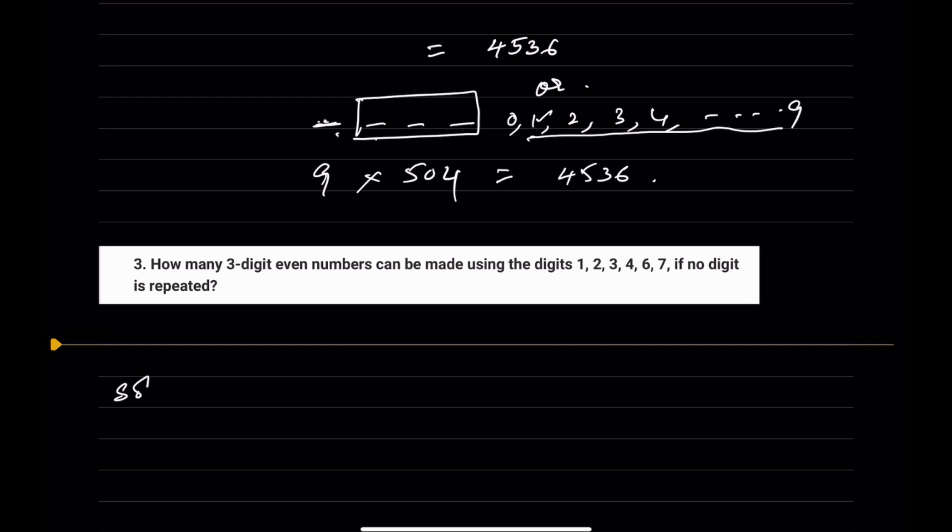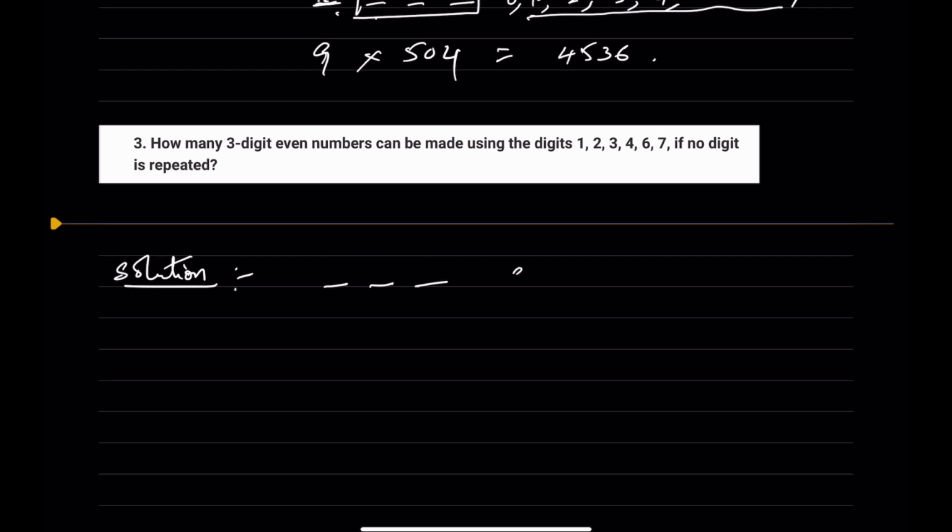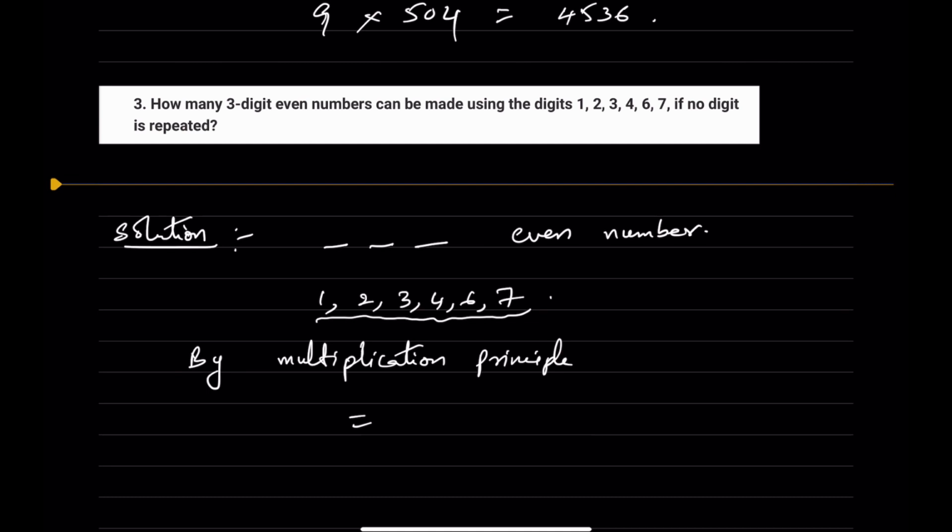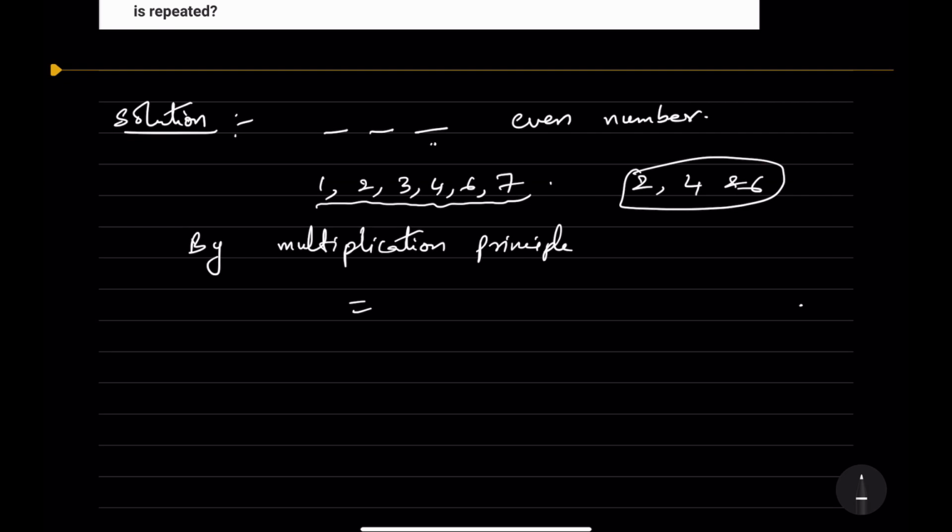So here in the solution, you have to form a 3 digit number, and it should be an even number. The condition given is that it's a 3 digit number and it should be an even number. And what are the digits available for us to use? 1, 2, 3, 4, 6, 7. All those numbers which end with 2, 4 and 6 are even numbers. So the third digit can be done in 3 ways.